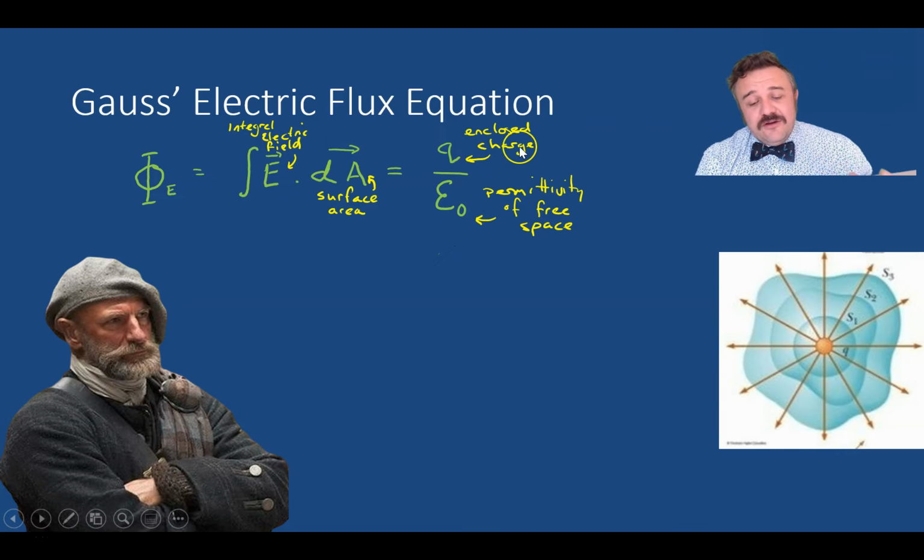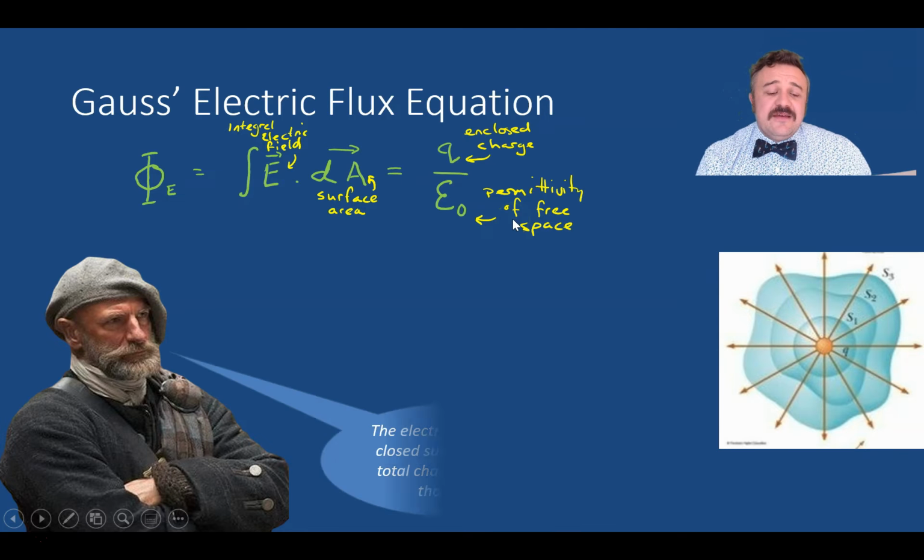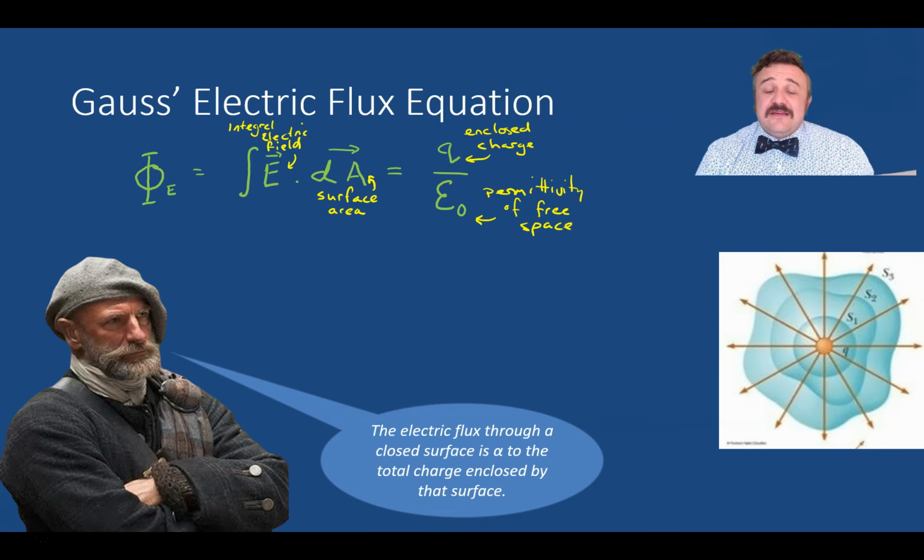So, the enclosed charge divided by the permittivity of free space, what this means is that the electric flux moving through a closed, imaginary surface is proportional to the total charge enclosed by that surface. And that means it's a non-zero number, so that's important.